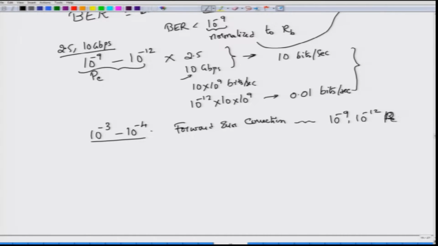So, this process is actually accomplished by what is called forward error correction, and therefore the FEC limit, FEC stands for forward error correction, this FEC limit is typically 10 to the power minus 3 and 10 to the power minus 4 in modern coherent optical communication systems.